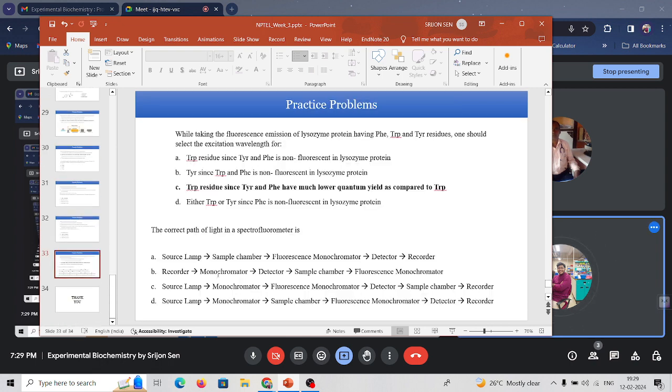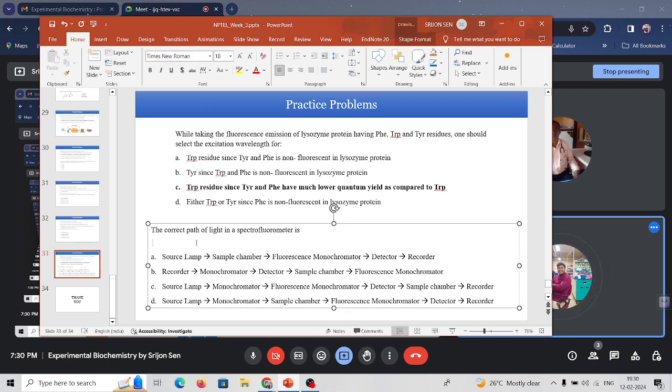And the last one is the correct path of light in a spectrofluorometer. Let us see what is the correct path. The first one: source lamp, sample chamber, fluorescence monochromator, detector, recorder. Next one: recorder, monochromator, detector, sample chamber, and fluorescence monochromator. Then we have source lamp, monochromator, fluorescence monochromator, detector, sample chamber, and recorder.